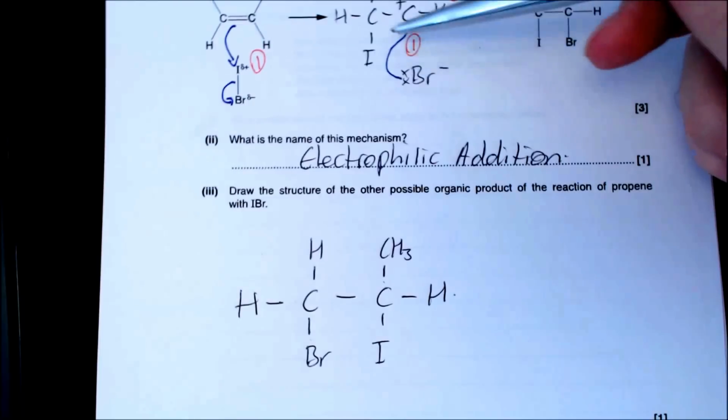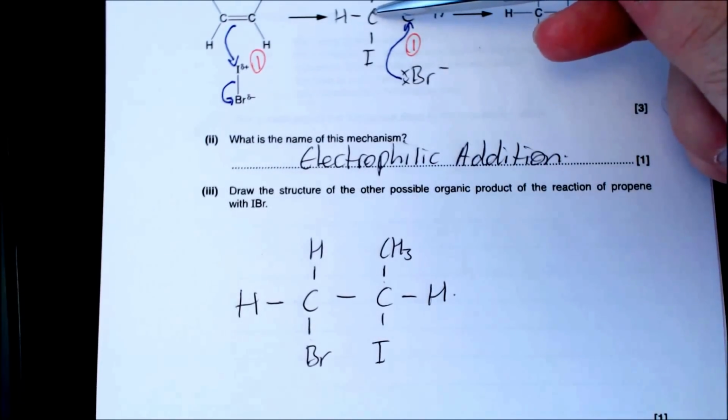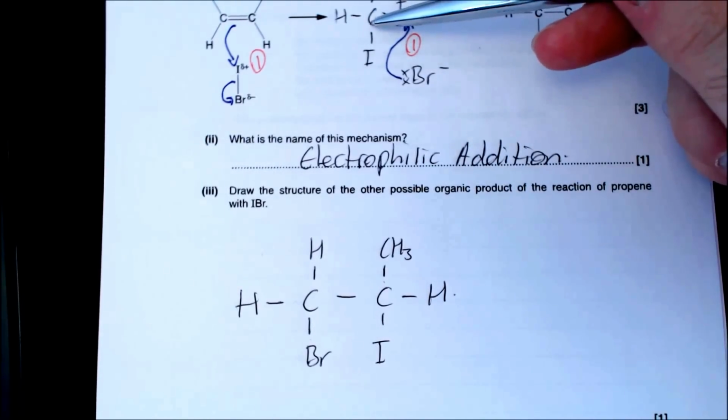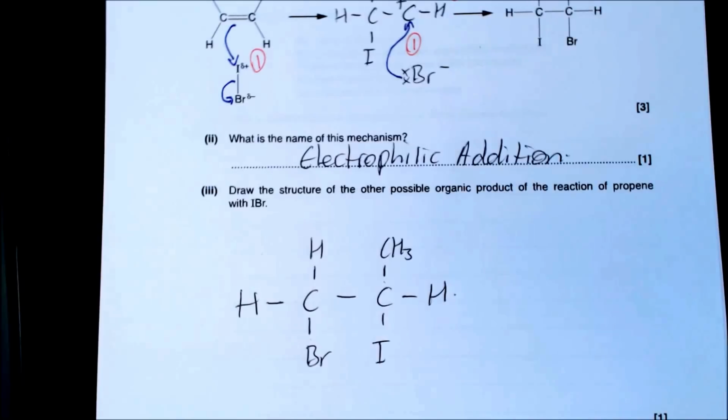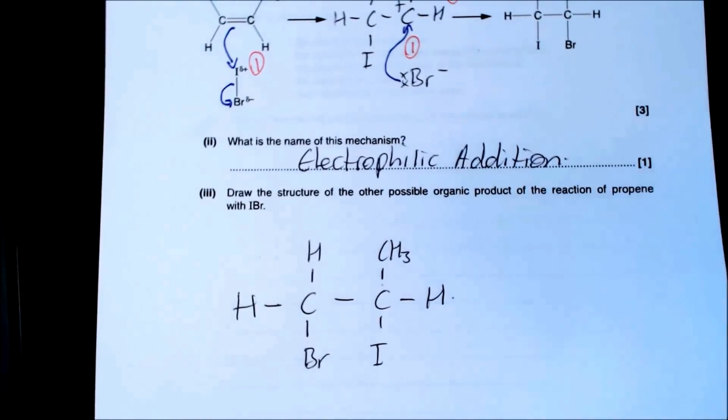So this is where the bromine, in other words, our carbocation intermediate, would actually be on this carbon here, and then the bromine would add itself onto there. So that's how we would get that other product as well. Okay, right, next.